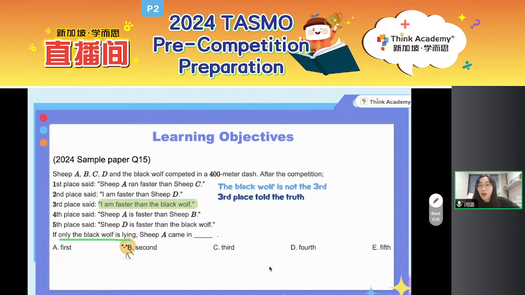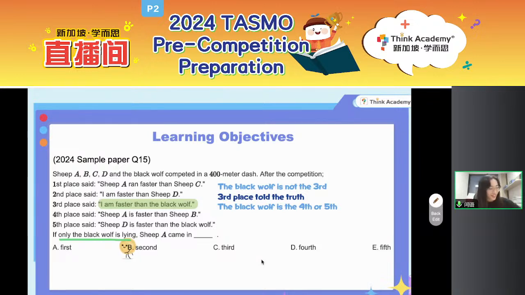Good job. And also we can say that since the black wolf is not the third one, then the third one must tell the truth, right? So what is the truth? I am faster than the black wolf. So the black wolf is the fourth one or the fifth one. Yes, now can you understand?